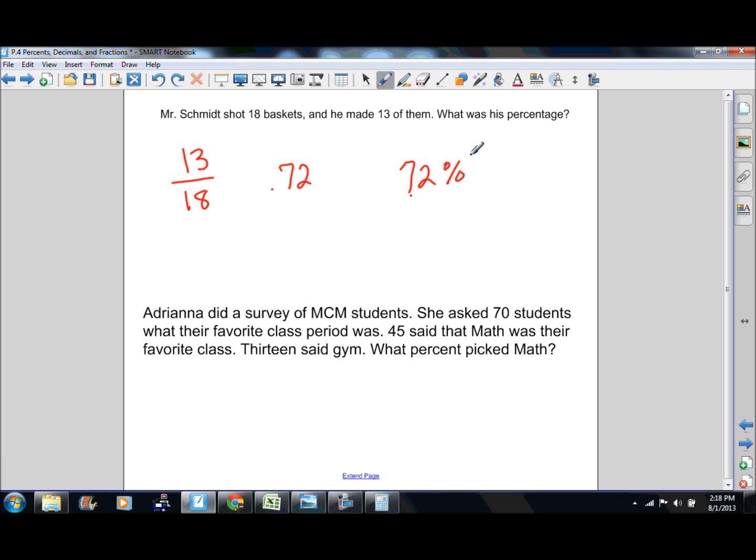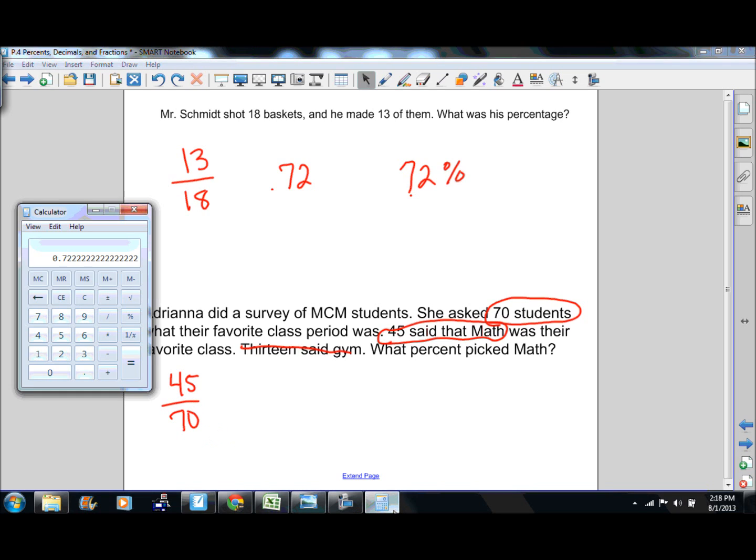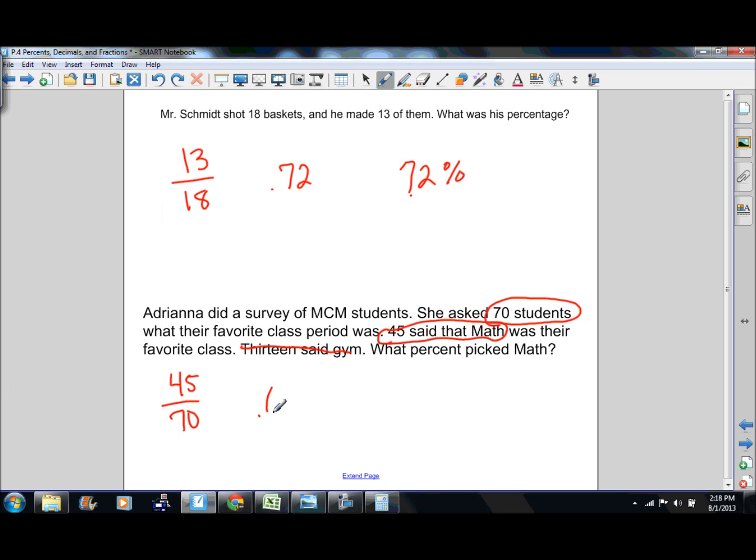So, the percent that picked math, well, this is actually junk here. That doesn't mean anything in the context of the problem. So what we care about is 70 students total, and 45 said math. So we do 45 over 70. We turn that into a decimal, which is 0.64. And that turns into 64%.